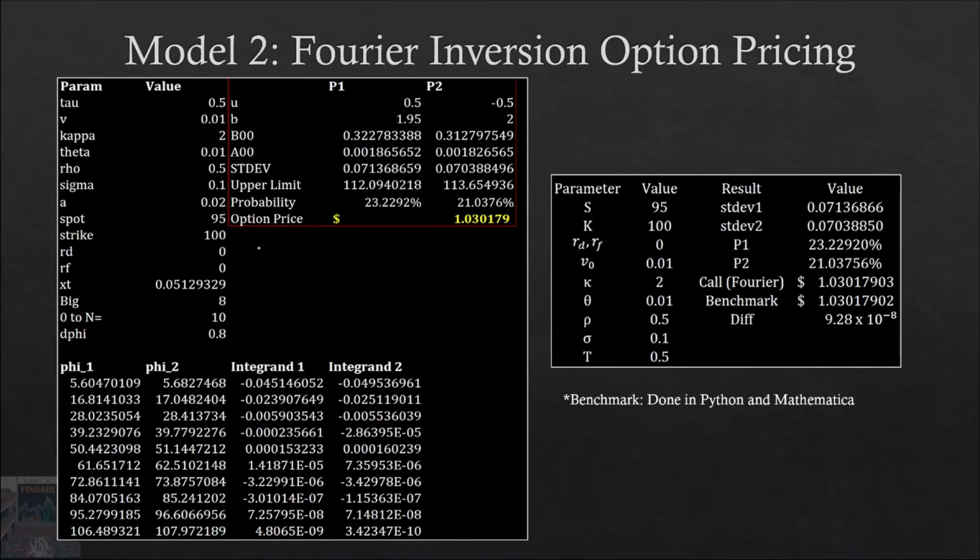And on my Excel spreadsheet, I have 10 rows of data points, and we're integrating all the way up to 8 standard deviations in our original space. And based on the probabilities that I found, the option price is 1.03. And when I compare this pricing result against my benchmark price, which we've done in Mathematica, the difference is negligible.